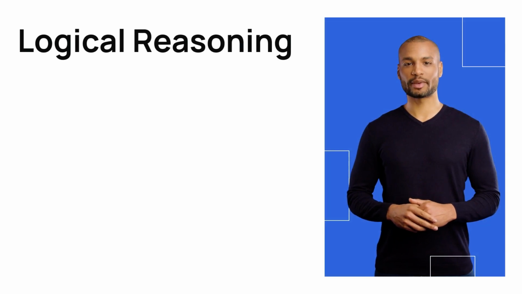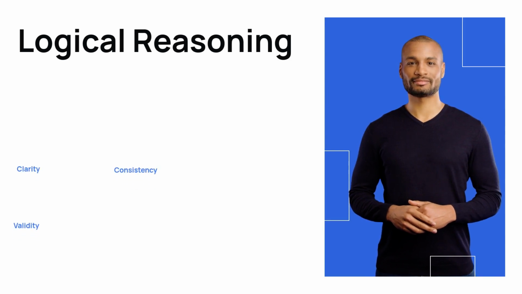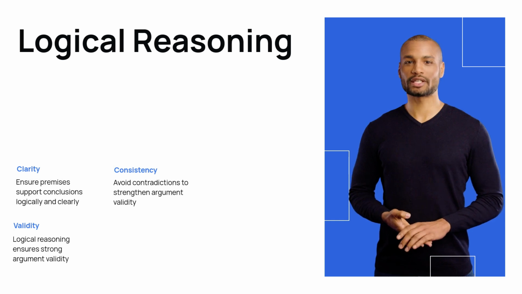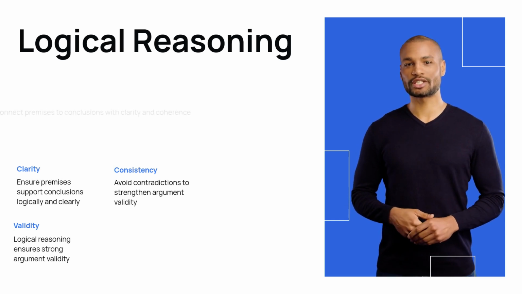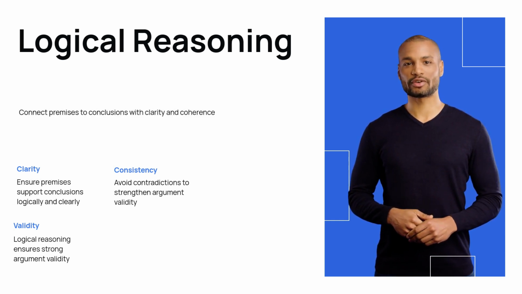Logical reasoning connects premises to conclusions. Clarity, coherence, and consistency are key. Ensure premises logically support the conclusion. Avoid contradictions in your reasoning. This strengthens the validity of your argument.